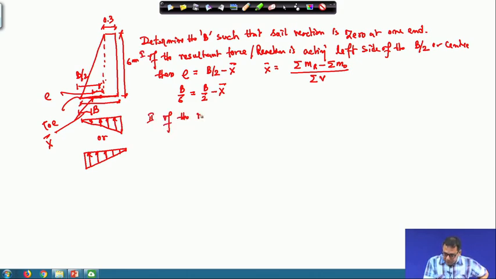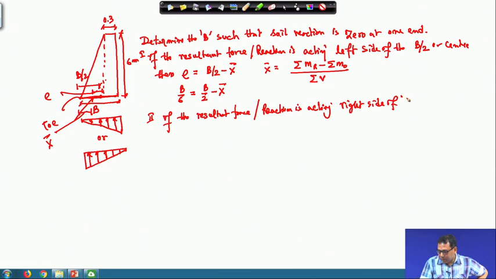Now, if the resultant force or the reaction is acting on the right side of B by 2 or center, that means it is acting here, and X bar is from here to here, which you are calculating. In that case this will be your E, because this is the center. The red one is case 1, the blue one is case 2.